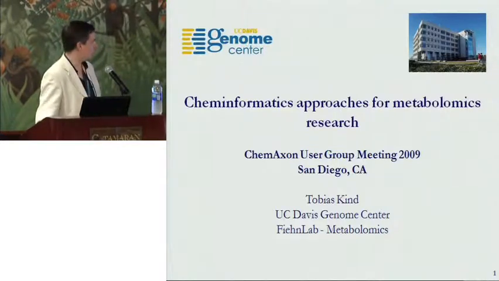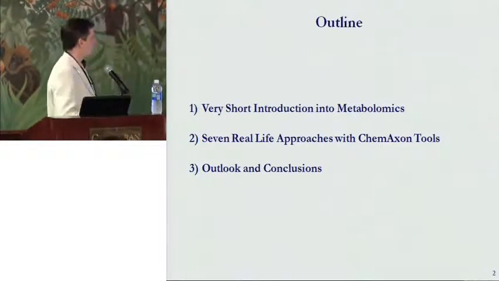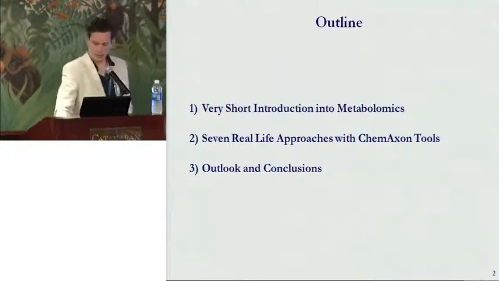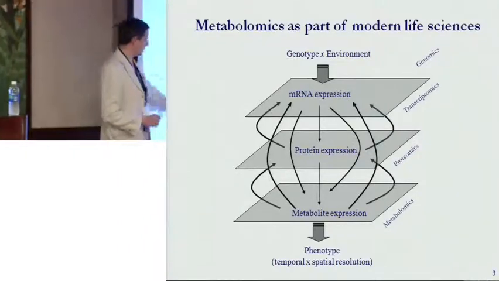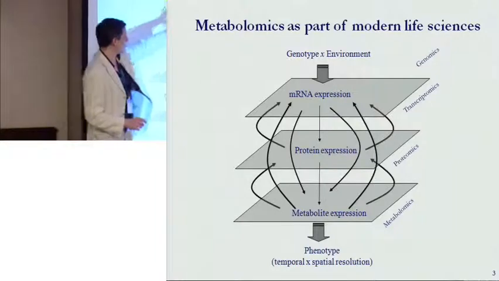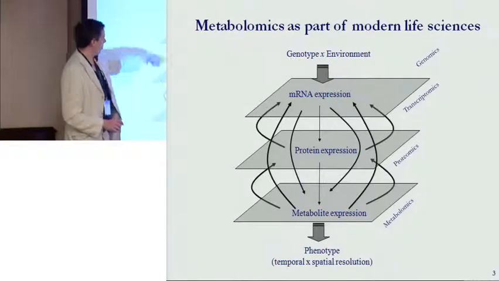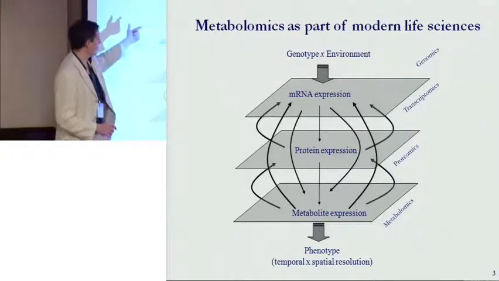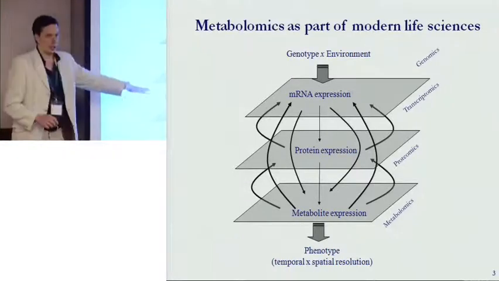And today I will talk about what is actually metabolomics. What are we doing? And I will give some real-life examples where we actually used ChemAxon tools for our research. And where we are located as a metabolomics lab is down here. So the modern life sciences tree consists of genomics, transcriptomics, proteomics, and metabolomics. And once the genes are fully sequenced, you can determine mRNA expression. You can do protein or peptide profiling and also metabolite profiling.